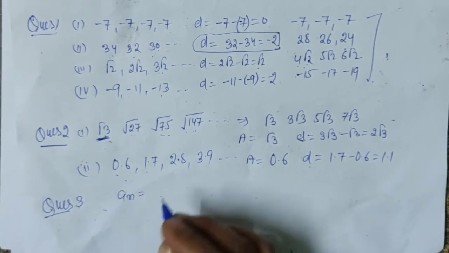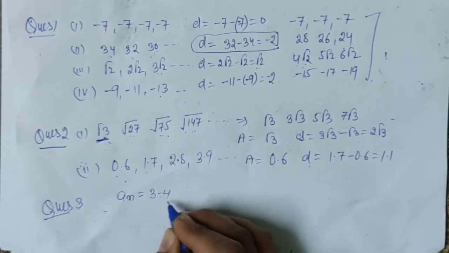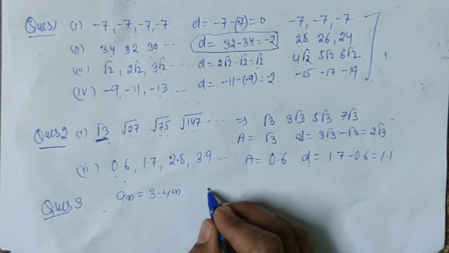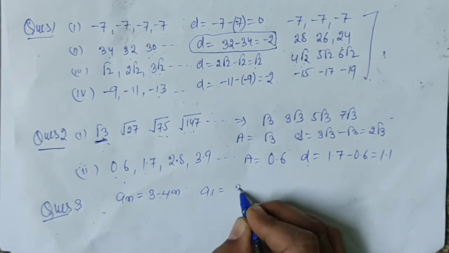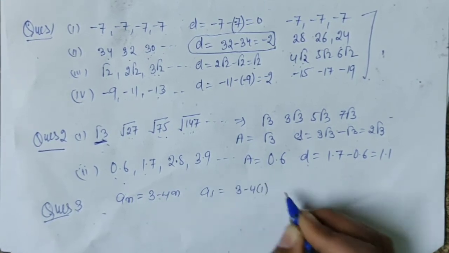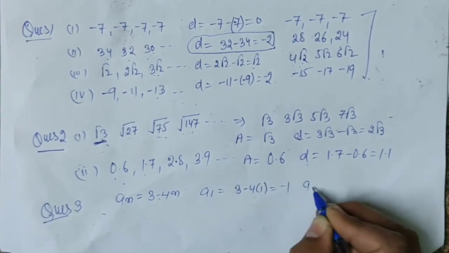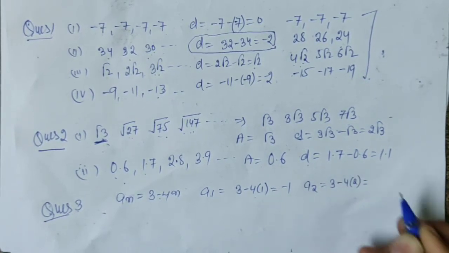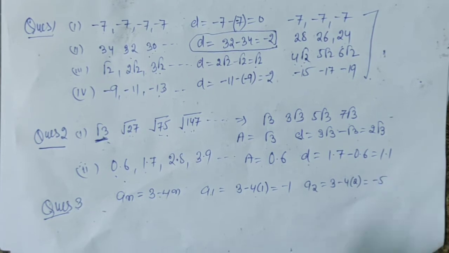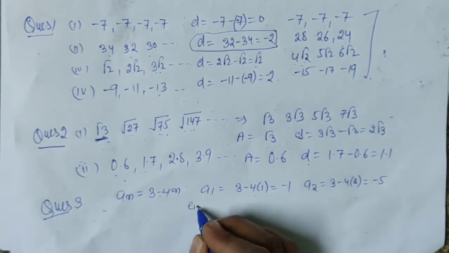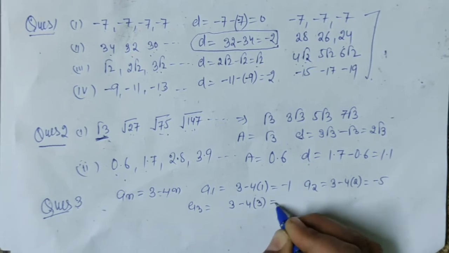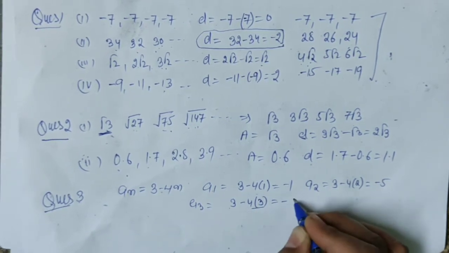In the previous worksheet, we have done the same question. And then show that A1, A2, A3 form an AP. It's alright, okay. What will be A1 beta? That will be 3 minus 4 into 1. It is -1. What will be A2? 3 minus 4 into 2. That is -5. What will be A3? 3 minus 4 into 3. It will be 3 minus 12, that is -9.